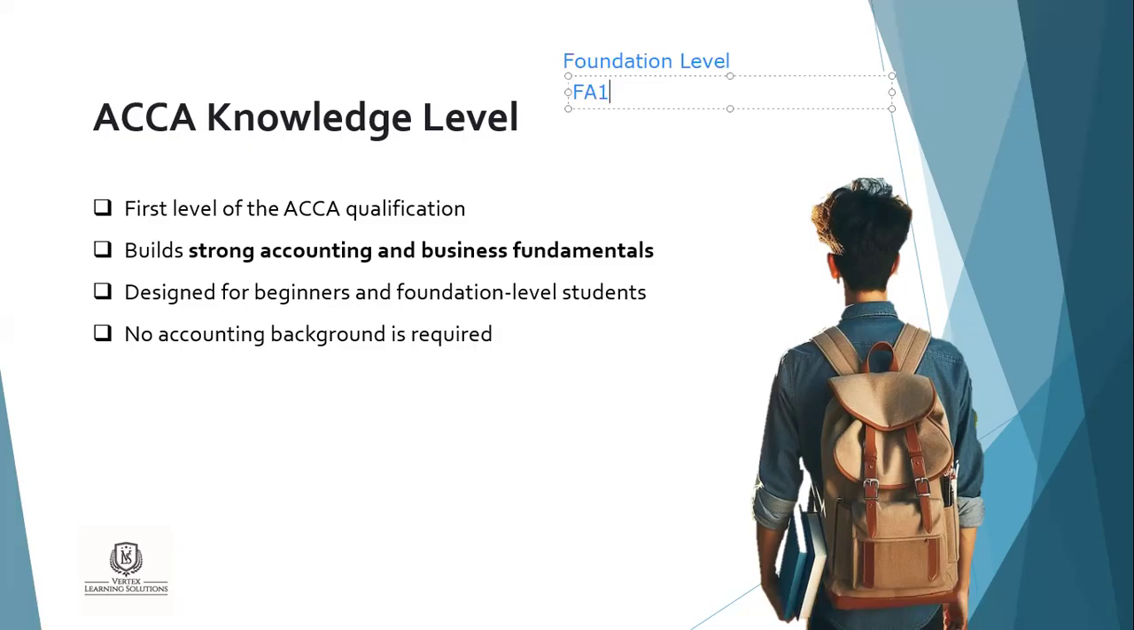MA1, MA2, FA2. These four papers are required before the knowledge level. They pass these papers, and then afterwards they can do BT, MA, and FA in any sequence. I will also talk about the sequence. These are the papers.